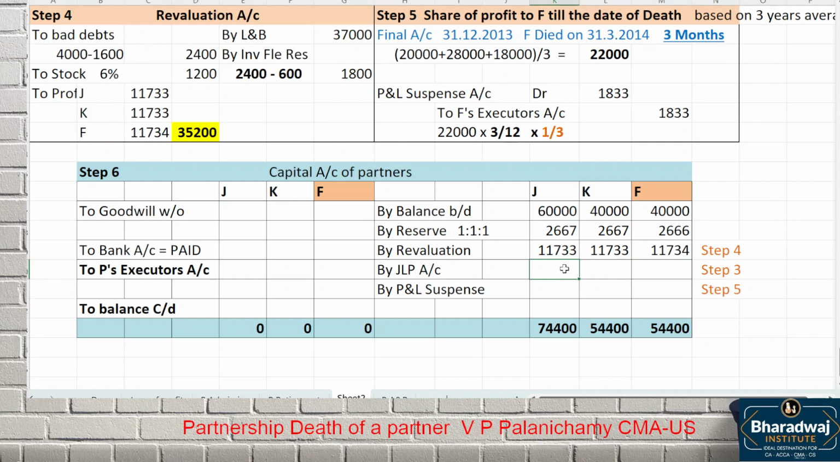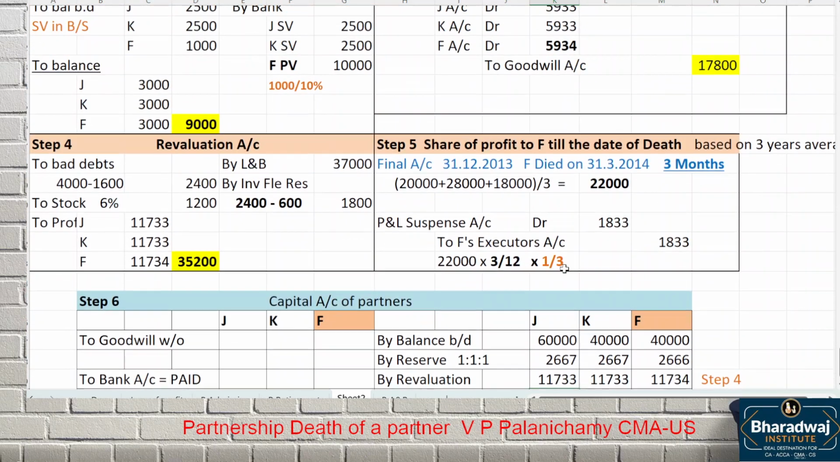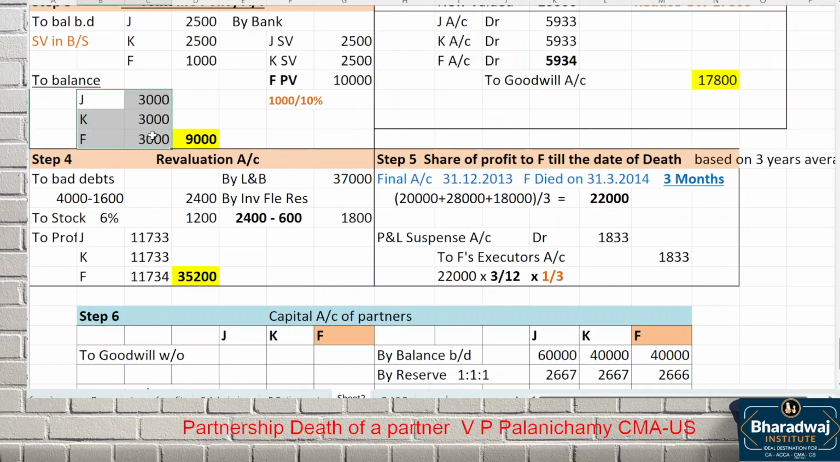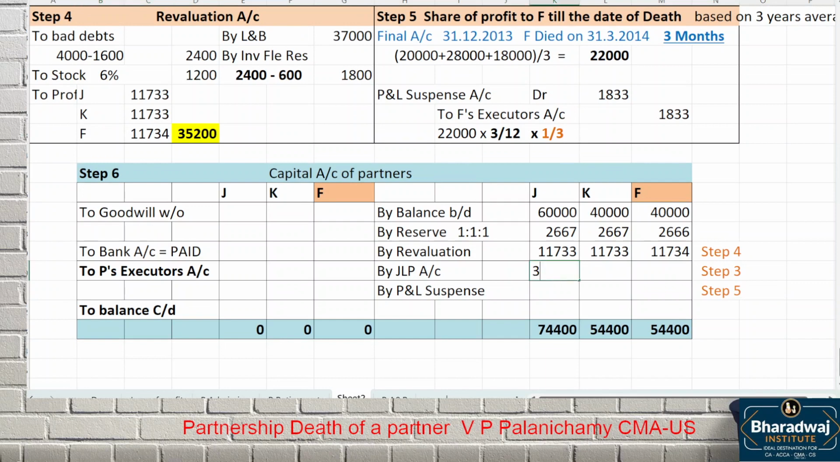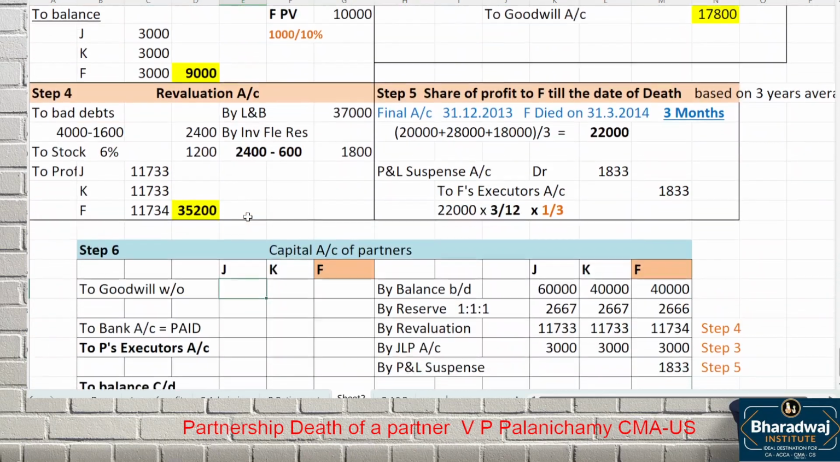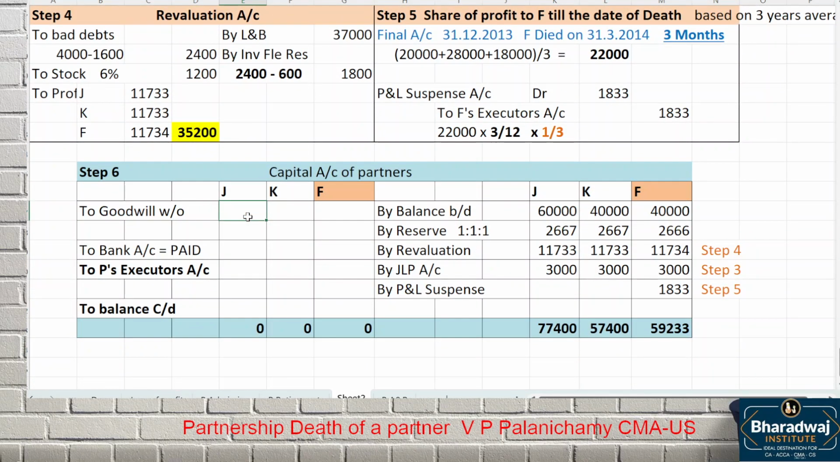How much joint life policy have we transferred to each partner? Joint life policy, this one. P&L suspense for F 1833. Goodwill written off, entry number 2. Look, we have put it in step number 2. Goodwill written off, how much? 5933.